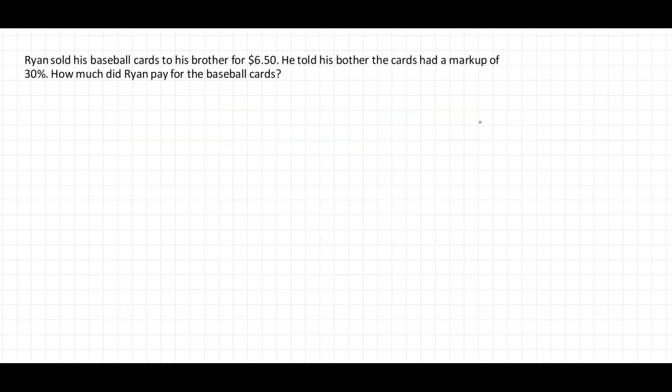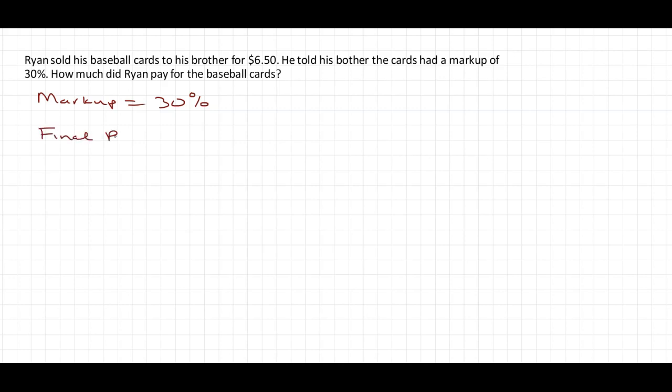Ryan sold his baseball cards to his brother for $6.50. He told his brother the cards had a markup of 30%. How much did Ryan pay for the baseball cards? Now, here's one thing I want you to identify. When you have a markup, it's an increase from the original. So look at the markup this way. Markup is 30%.